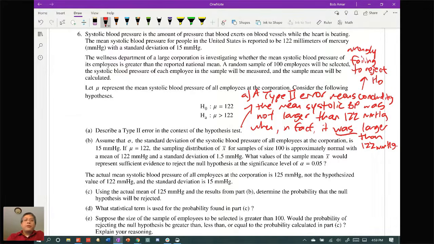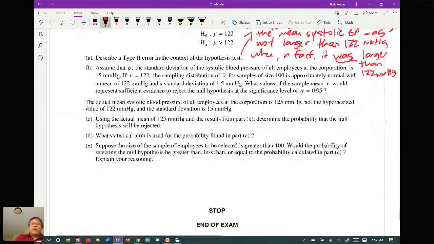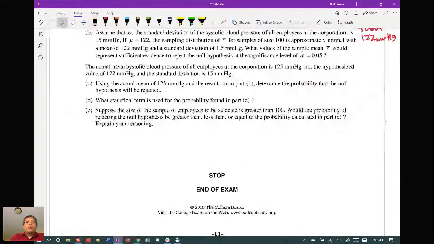Okay, part B. Assume that sigma, the standard deviation of the systolic blood pressure of all employees, is 15. If mu equals 122, the sampling distribution of x bar for the given sample size, what values of the sample mean x bar would represent sufficient evidence to reject the null hypothesis at the significance level of alpha equals 0.05? So for part B, we're going to draw the hypothesized sampling distribution.